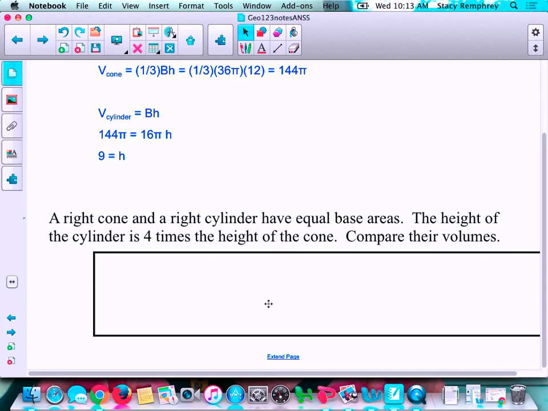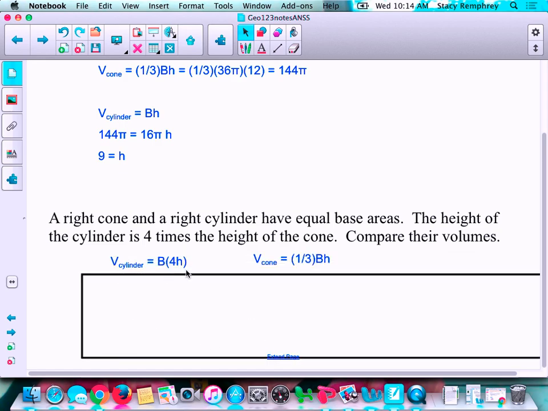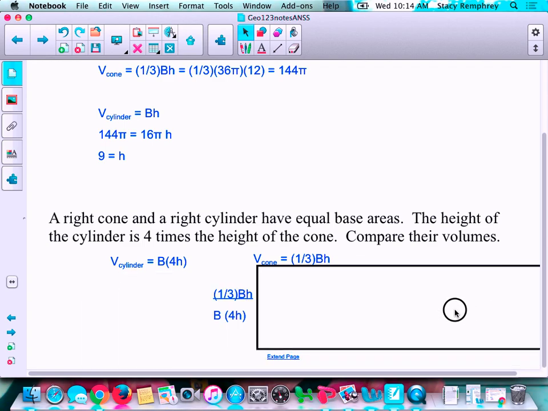Down here, I have a right cone and a right cylinder. That just basically, again, means that it's not oblique. And they have equal base areas. Now, I don't know what they are. I just know they're equal. So the height of the cylinder is 4 times the height of the cone. So all I did here was plug that in. Now, I can use capital B, and I didn't need to use different ones because they have the same base area. So I set them up into a ratio.